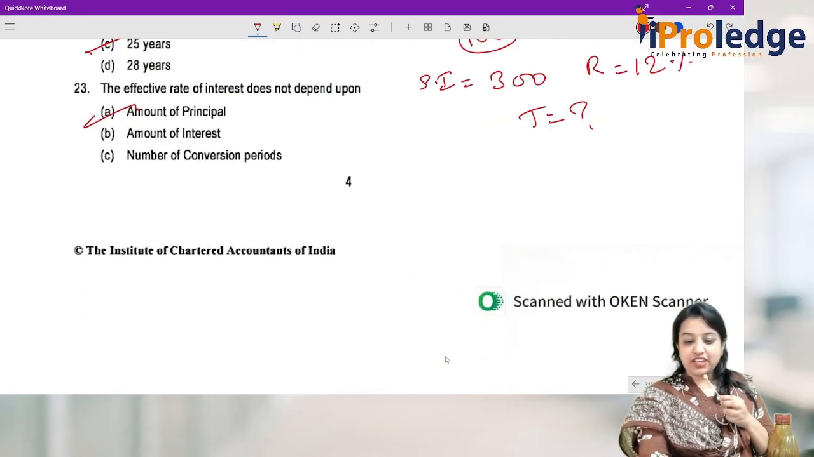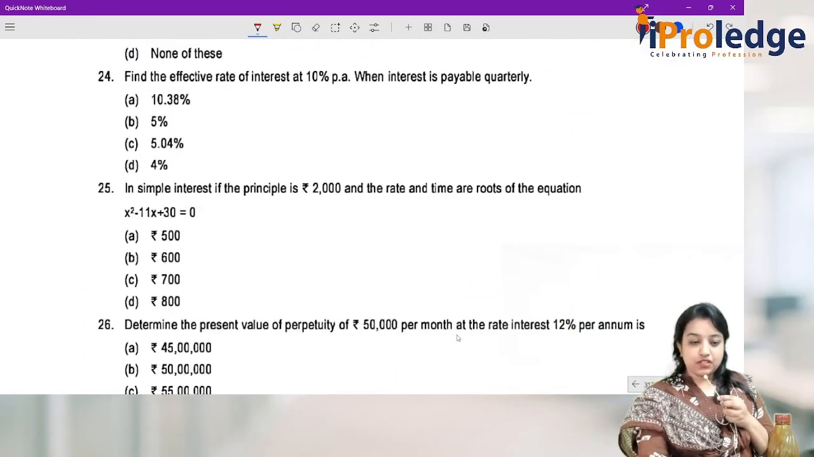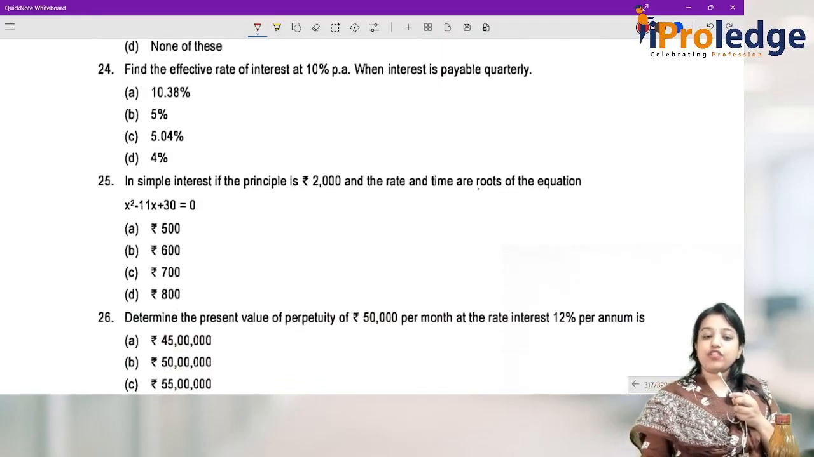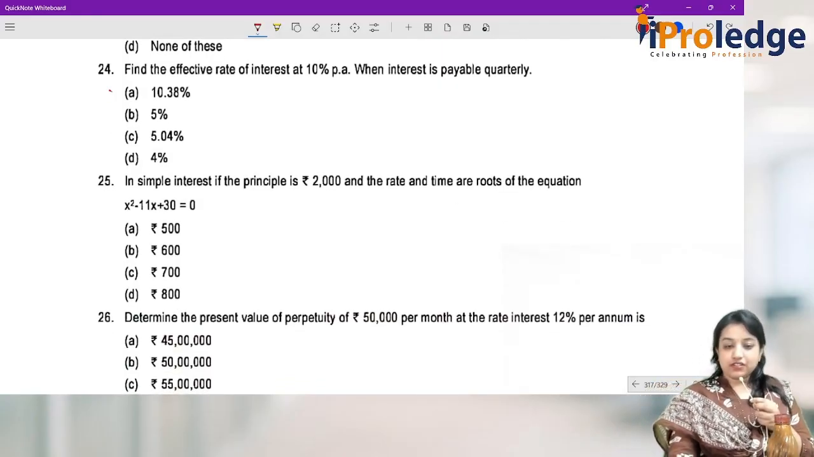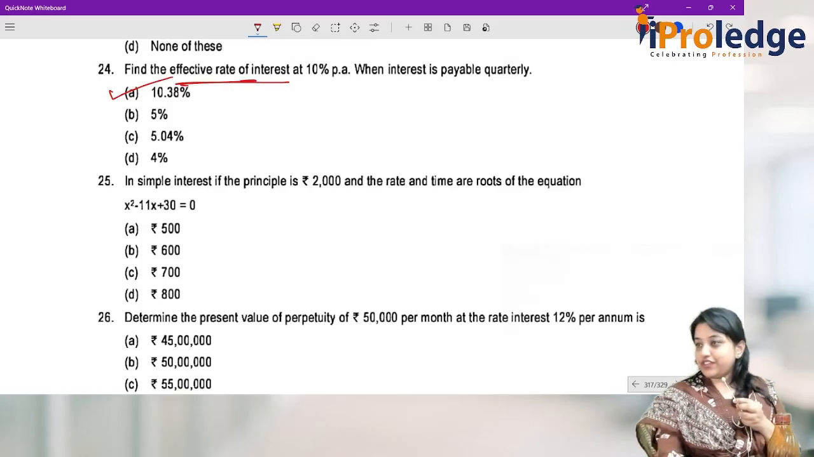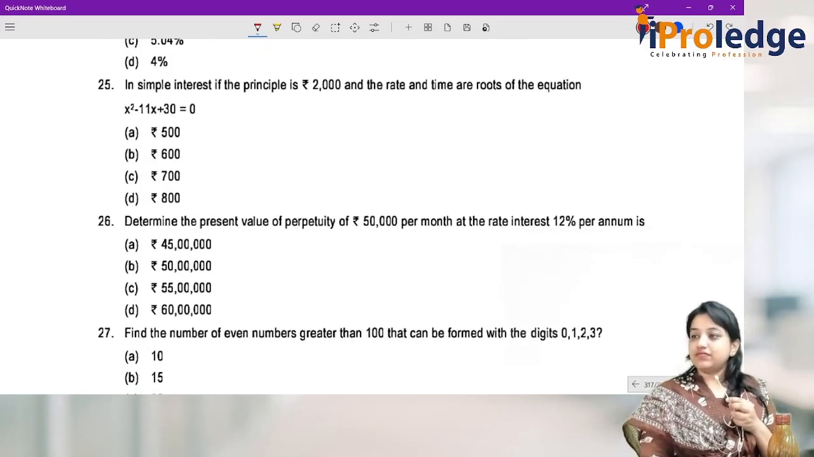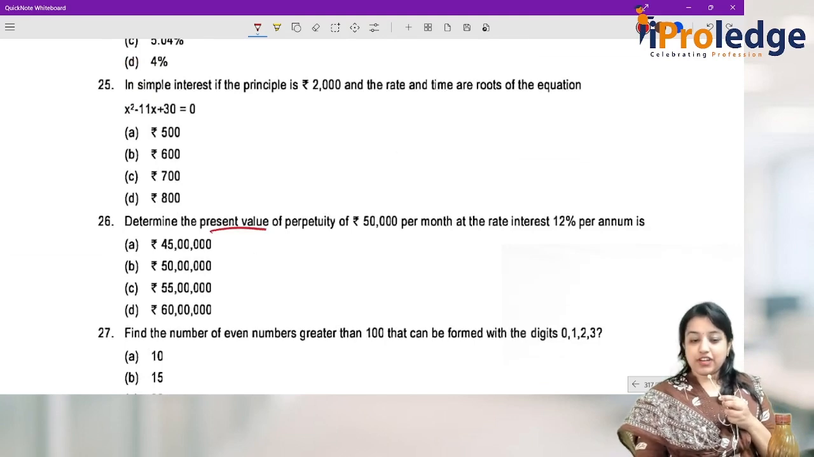Okay, and we have question 24. 24 is Mustafa? Yes, it is also effective rate of interest. 25, 26, present value.